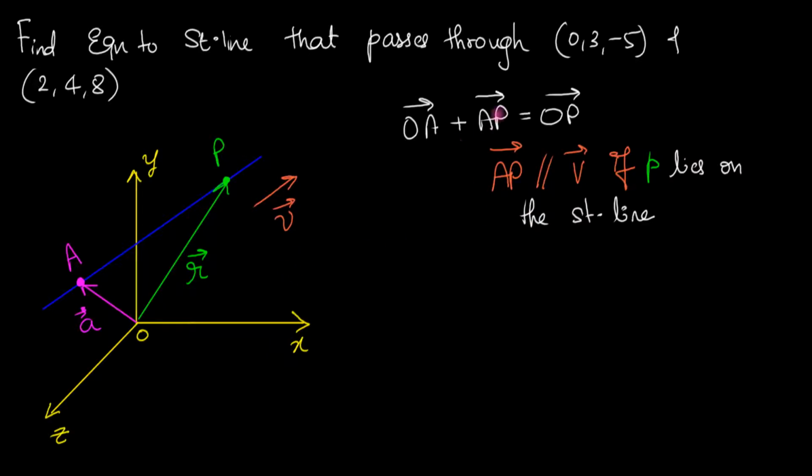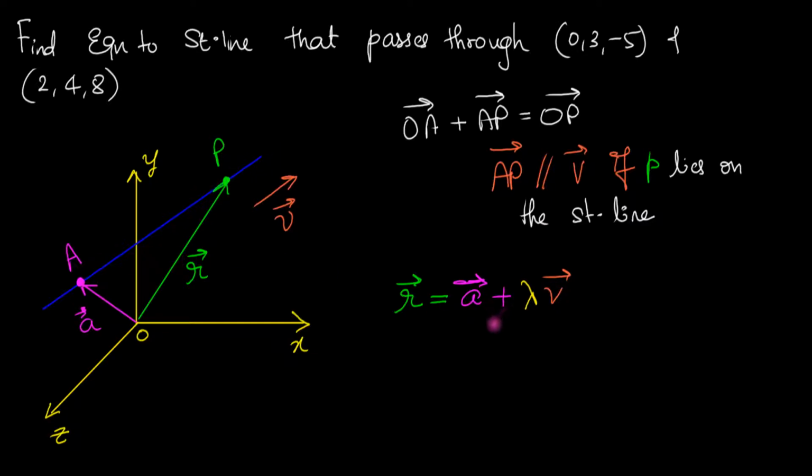And because of this, the equation we were able to come up with was OP, that is R, must be equal to OA, that is A, plus AP, but AP in this specific case must be parallel to vector V, and any vector parallel to vector V can be written as some constant lambda times the vector V. And different values for lambda give me different points on the straight line.